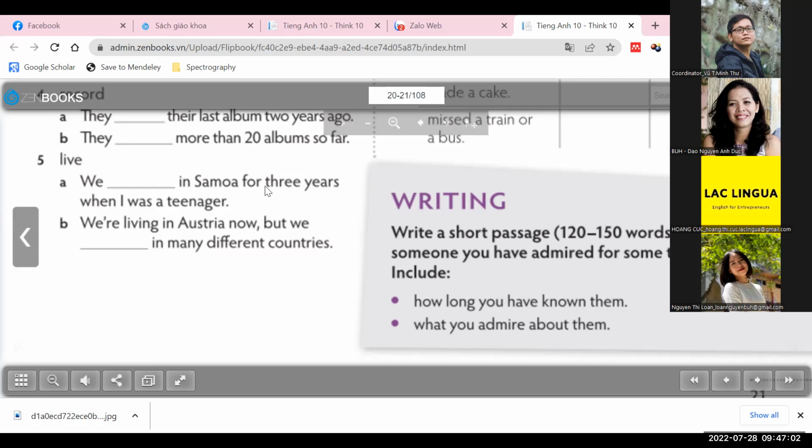Now you will give them some time to brainstorm for the idea. Yes, good questions, helping students to get the ideas. If this is a strong student, besides some guided questions, then you may ask the student to write out whatever they want to, but make sure that your questions include the points in the task here. How long you have known them, and then what you admired about them.